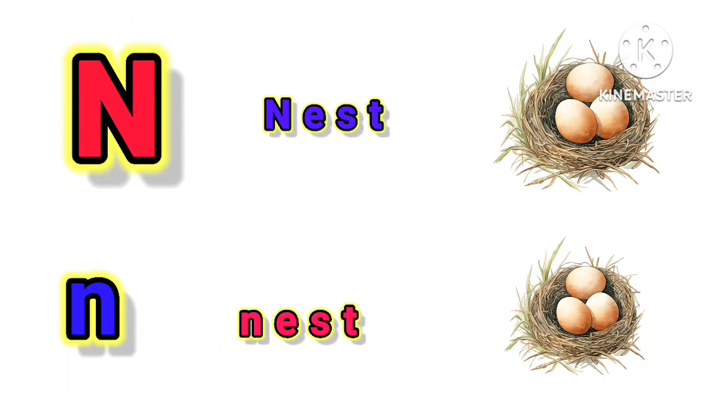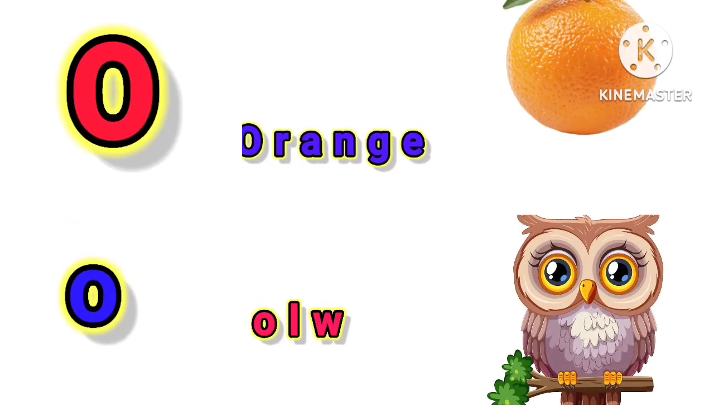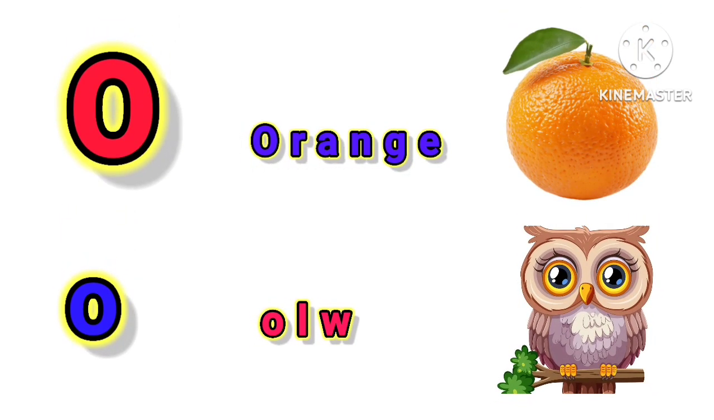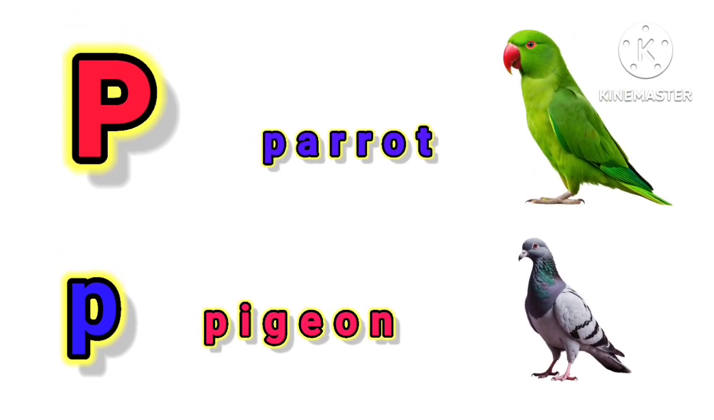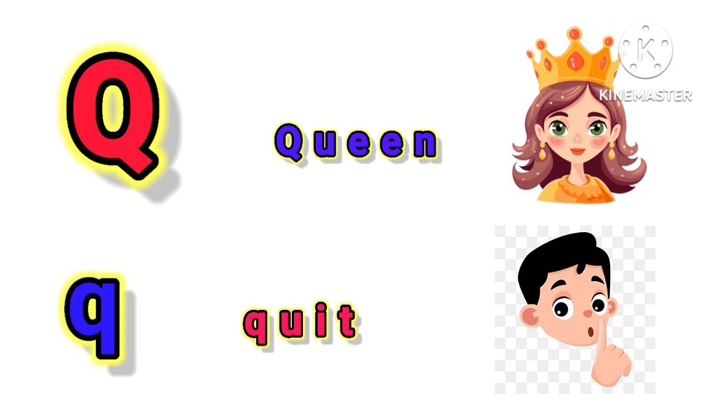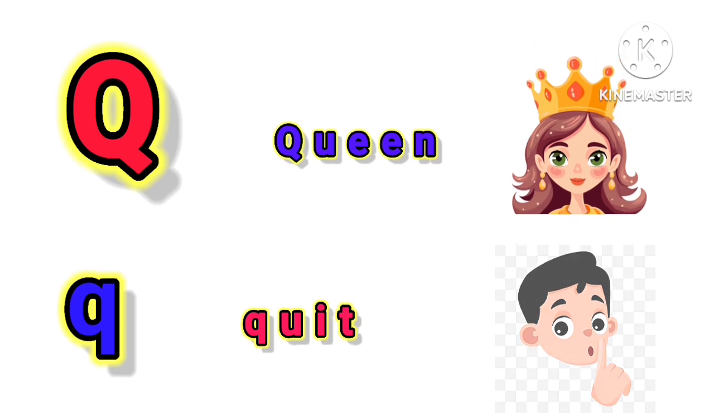N for nest, N for nest, O for orange, O for owl, P for parrot, P for pigeon, Q for queen, Q for quiet.